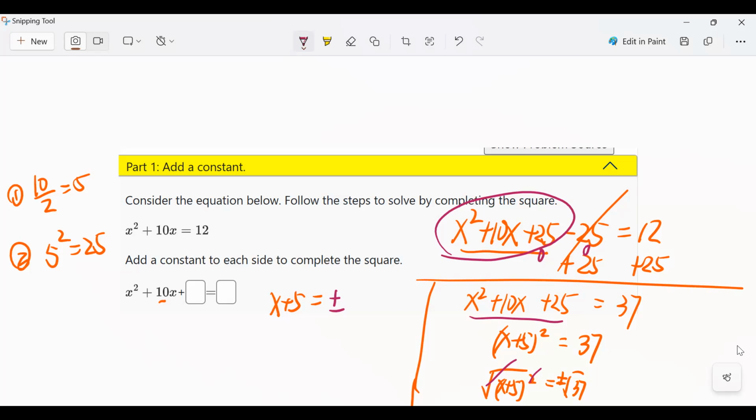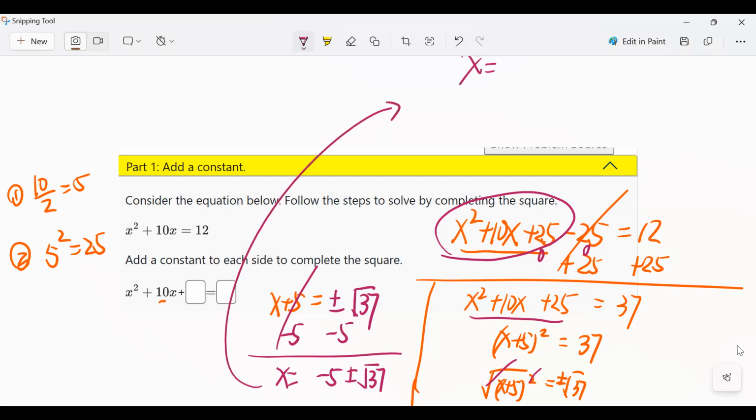Now we're taking the square root of both sides of the equation, and then we get x plus 5 equals, the square root and square cancel each other, plus or minus radical 37. Now subtract 5 from this equation, cancel that, x equals negative 5 plus or minus radical 37. Then if you want to rewrite it, you can write x equals negative 5 plus radical 37, or negative 5 minus radical 37. Any question about this?